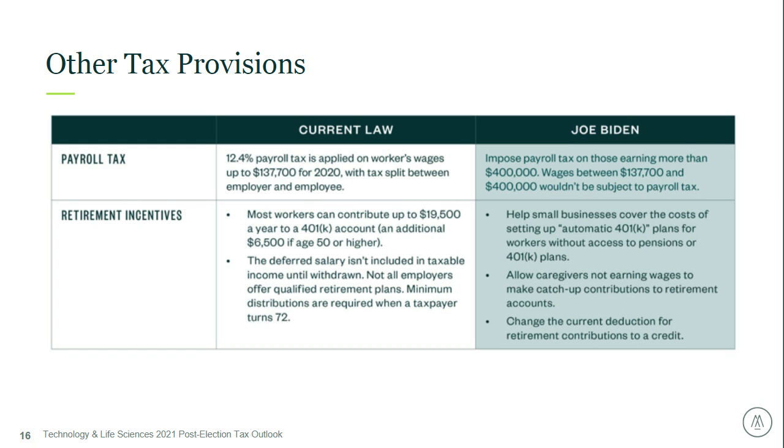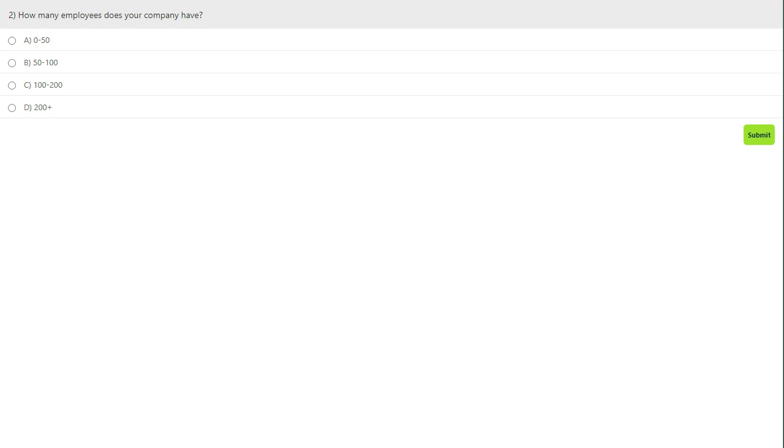So with that, we have a polling question. All right, thank you, John. So our second polling question is, how many employees does your company have? A, 0 to 50, B, 50 to 100, C, 100 to 200, or D, 200 plus?